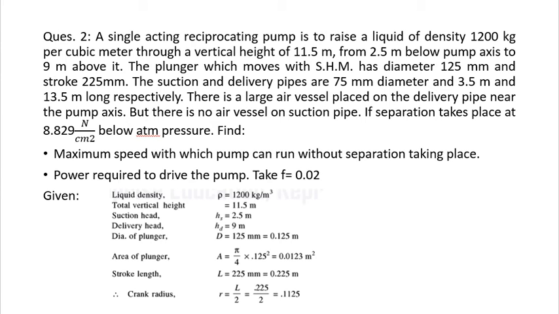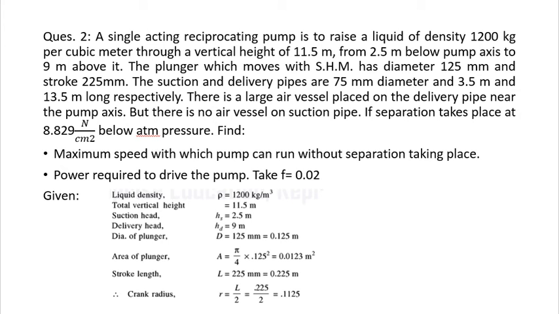First we will write what is given in the question. So liquid density is 1200 kg per meter cube. Total vertical height is 11.5 meter. Suction head 2.5 meter. Delivery head 9 meter. Plunger diameter 125 mm, that is 0.125 meter.